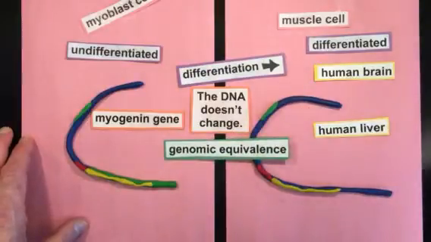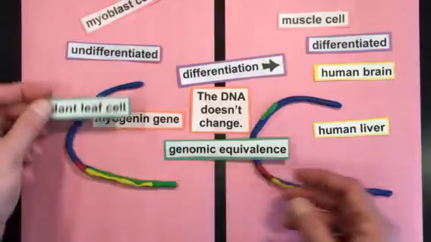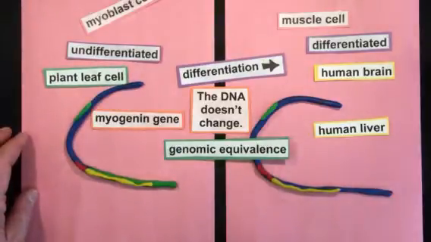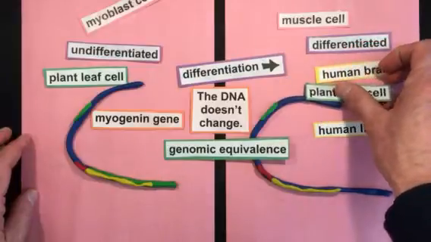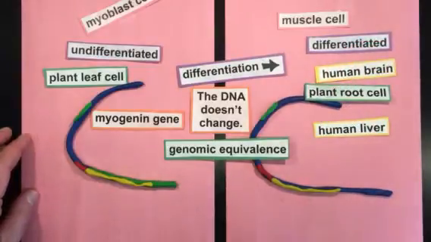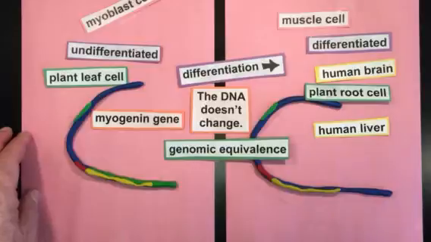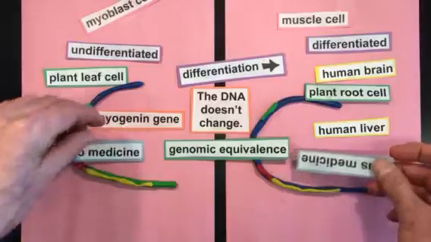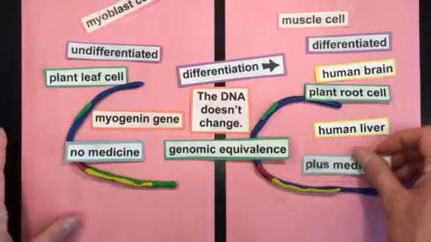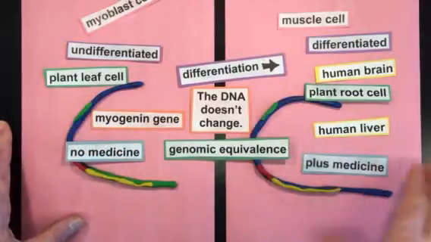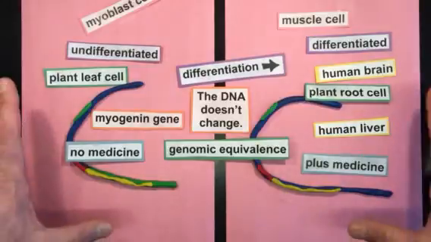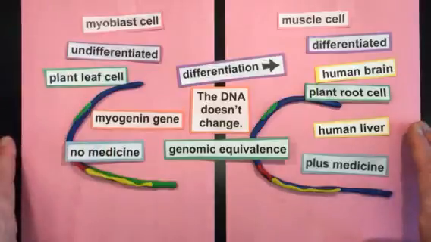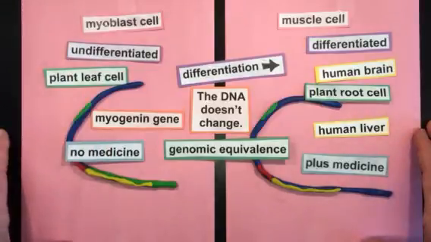That's true in every plant and animal. So in a plant leaf cell and a plant root cell, for example, they have the same DNA, even though the cells are very different. That's true also in examples like this, where when cells are treated with medicine, the DNA doesn't change. Medicine can have a dramatic effect on a cell, but one thing it doesn't affect is the DNA. In general, we think that we're born with the DNA that we'll have throughout our whole lives.